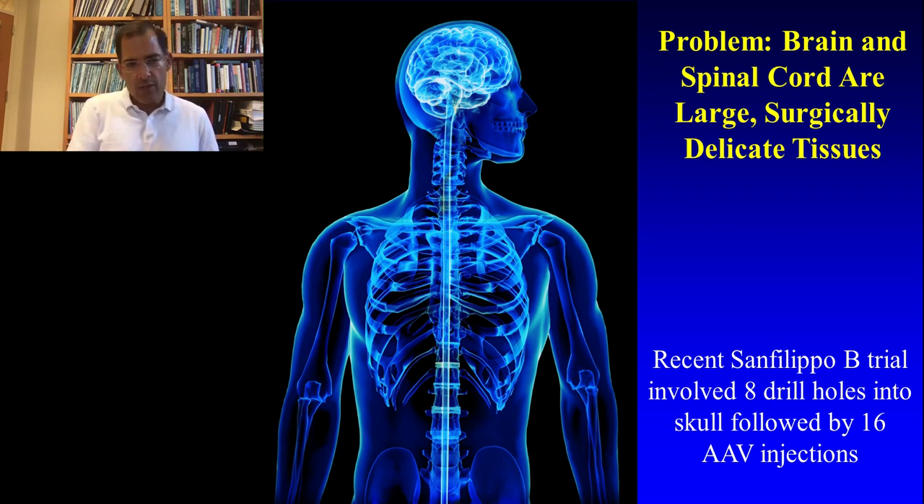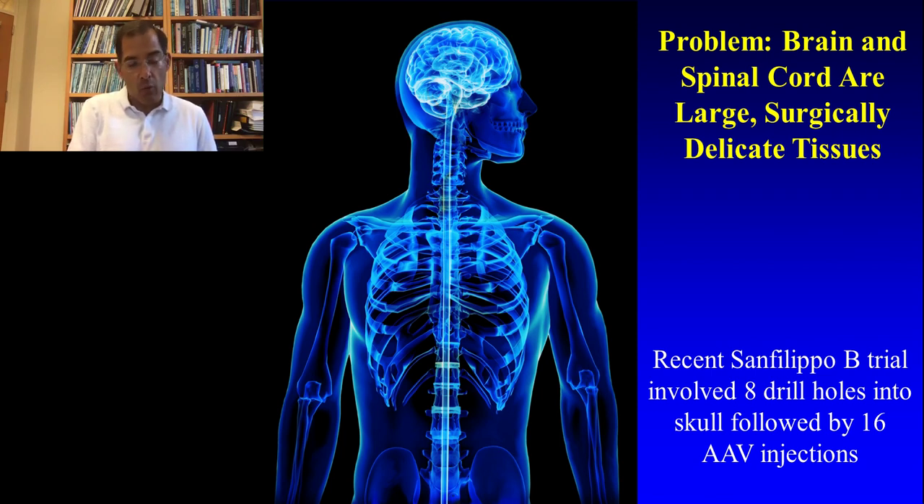And this is illustrated by a recent clinical trial at Institut Pasteur, where to be able to treat a condition called Sanfilippo B, which is a lysosomal storage disease, investigators actually drilled 8 holes into the skull of patients and did 16 injections. And this was sufficient to restore around 14 to 17% of natural levels of the target gene, which is an enzyme in this disease. And this was not sufficient to be able to significantly modify the disease.